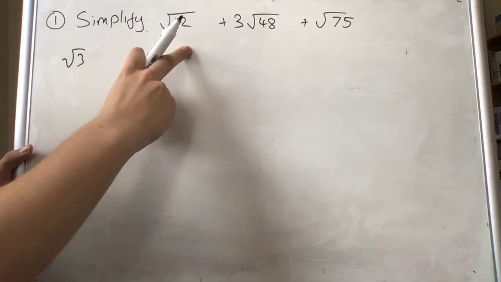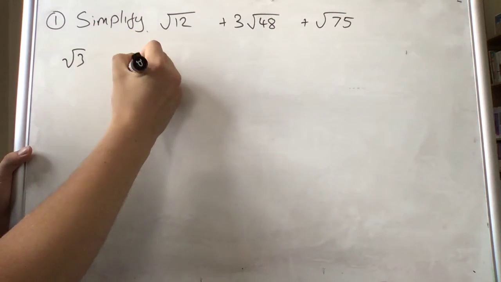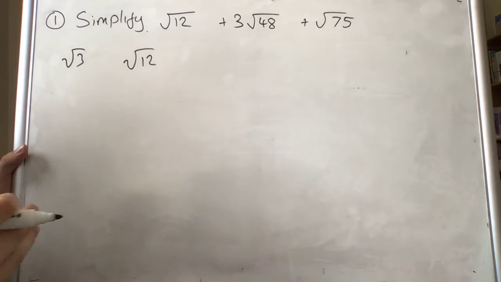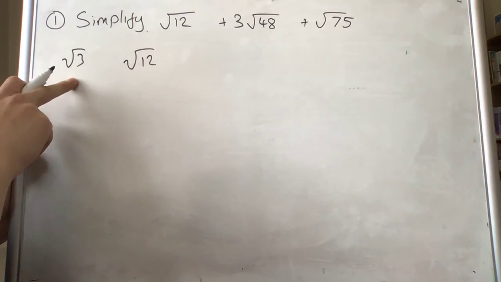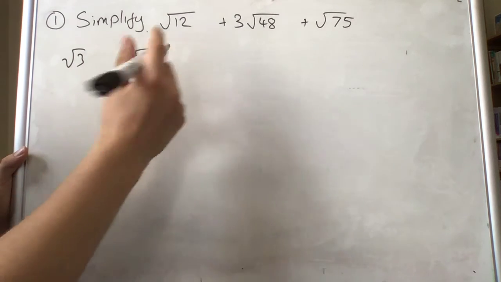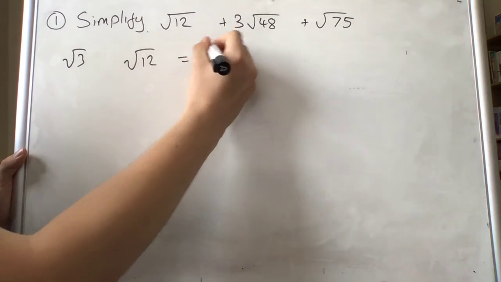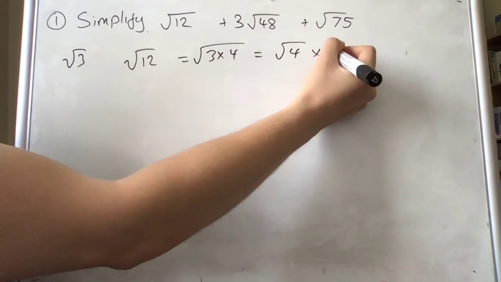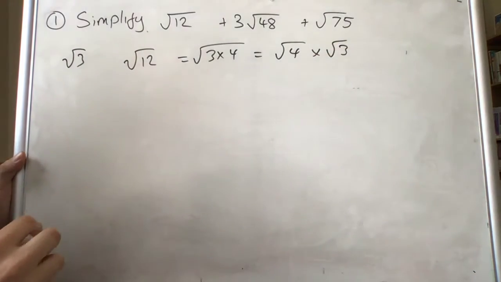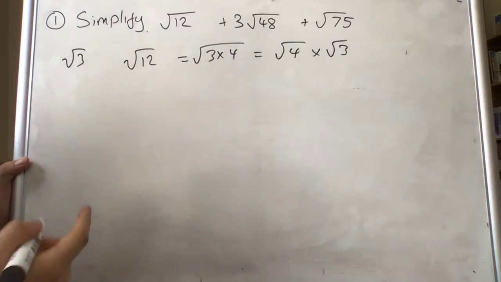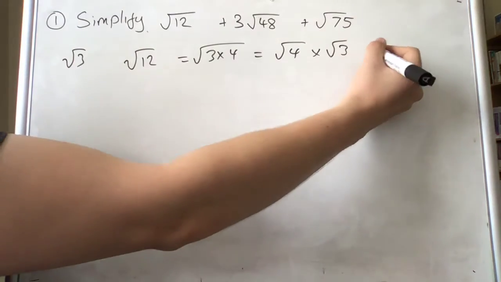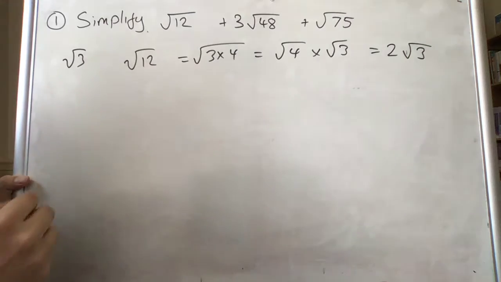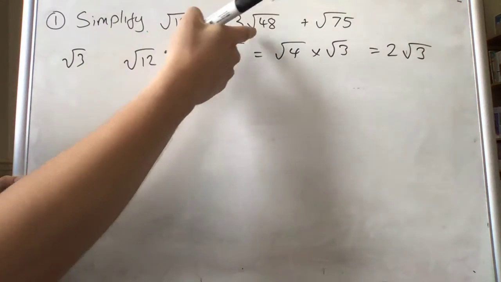So we know, using those processes, that the square root of 12 can be written down as a product of two smaller square roots, and as 3 is divisible by 12, we can write this as the square root of 3 times 4, which is the square root of 4 times the square root of 3. And we know that the square root of 4 is 2 because 2 times 2 is equal to 4. So therefore, the square root of 12 can be written as 2 square root of 3. Okay. Now let's look at the second one.